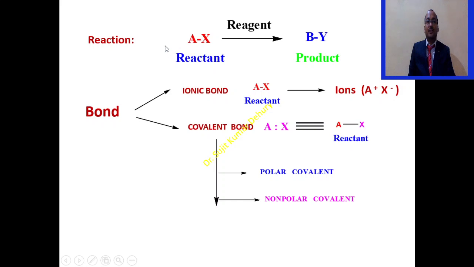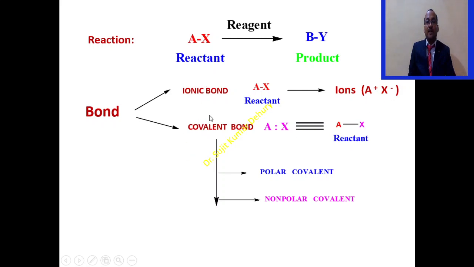So this is a simple reaction where reactant AX is reacting with some reagent to give rise to the product BY. And the reactant always contains some bonds. In chemistry we have different types of bonds, but here we will concentrate on ionic and covalent bonds. When the reactant AX contains an ionic bond, it simply exists as ions, A plus X minus, or it will be A minus X plus.